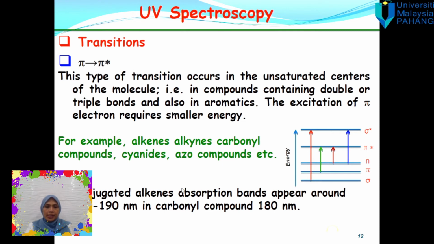As we can see, the absorption or lambda max is longer. Why? Because this is a smaller energy difference. The energy difference is not as high as for sigma to anti-sigma and n to anti-sigma. We can see the difference is quite small compared to sigma to anti-sigma. That's why the absorption falls at a longer wavelength compared to these two electronic transitions.